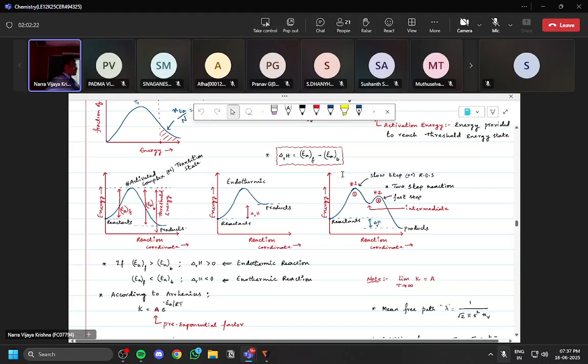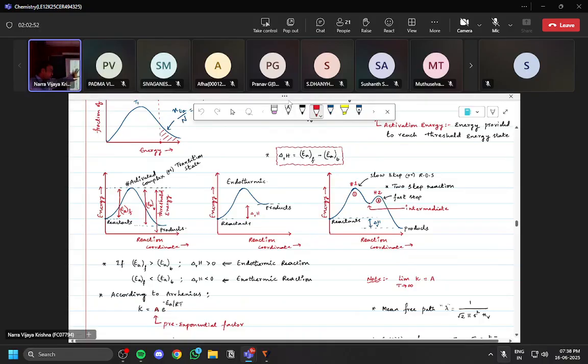If any reaction occurs in two steps, step 1, step 2, this middle gap is called the intermediate. This and this are called activated complex 1, activated complex 2. Now, if you see this, which is a slow step? If energy of activation is more, it is slow. So which is the slow step? First step. Slow step is the rate determining step. That's why the first step is written as the slow step or rate determining step.